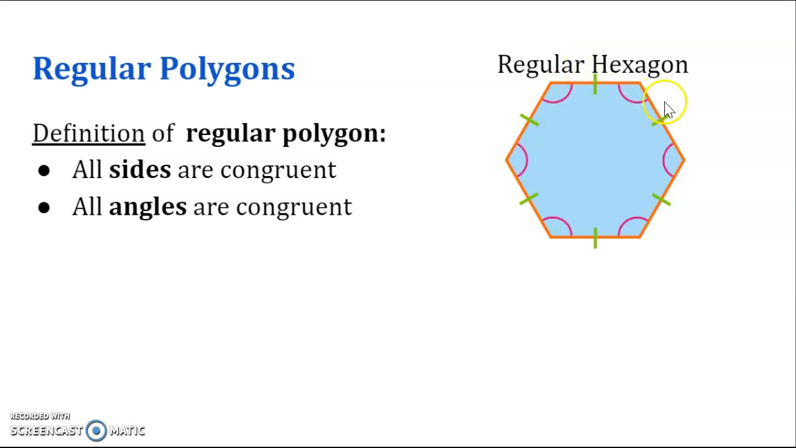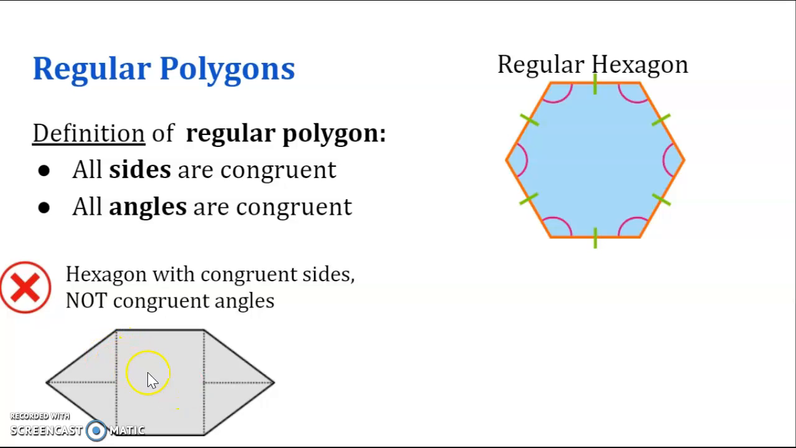And the side lengths likewise have one notch each. That means the side lengths are also congruent, or they have the same measure. Looking at this hexagon, that means it's a six-sided polygon. It's a hexagon with congruent sides. The length of each of the sides is the same.